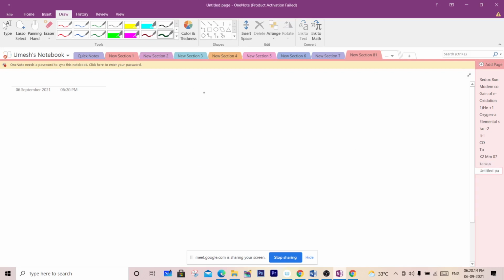Now, NO3 negative. We have to calculate for the nitrogen here. For the nitrogen, I am choosing X. Oxygen is -2 into 3 is equal to the overall charge, -1. So X minus 6 is equal to -1. So X is equal to +5. Got it?